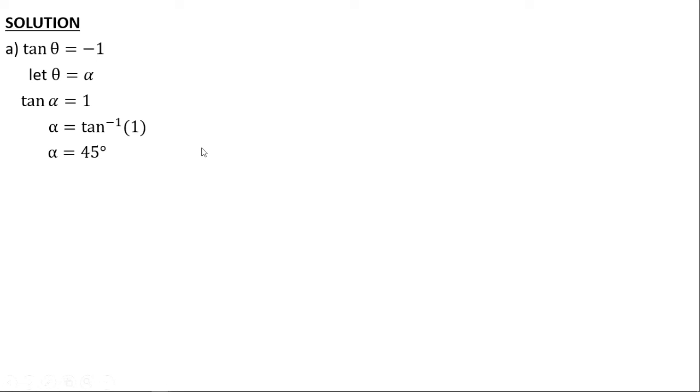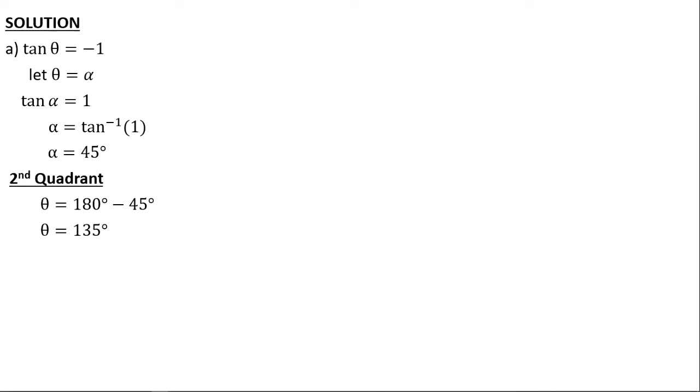So we are going to say, in the second quadrant, theta equal to 180 degrees minus alpha. So where there's alpha, we'll replace our 45 degrees. Our theta will be equal to 180 degrees minus 45 degrees. Our theta will be equal to 135 degrees.